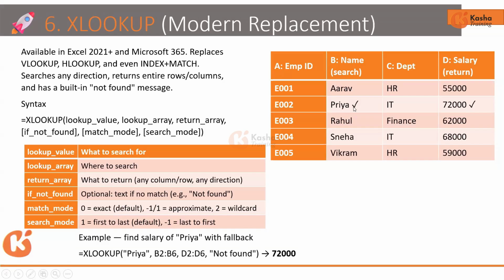So you want to find the salary of Priya with fallback. You can see XLOOKUP, and then you have Priya. You're giving a range from B2 to B6 and D2 to D6. If the value is there, it is fine. If it is not there, it will give you "not found". Here you can see the value is there, which is 72,000. This is how you can do your XLOOKUP.